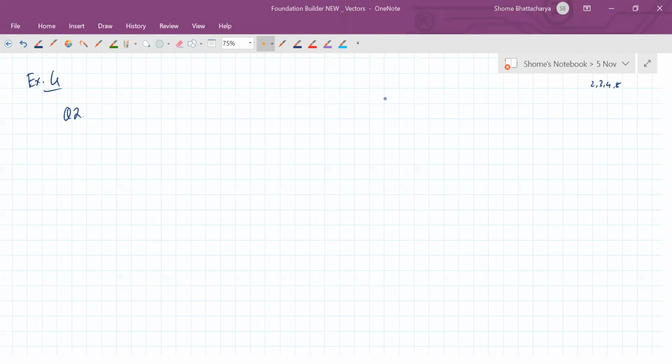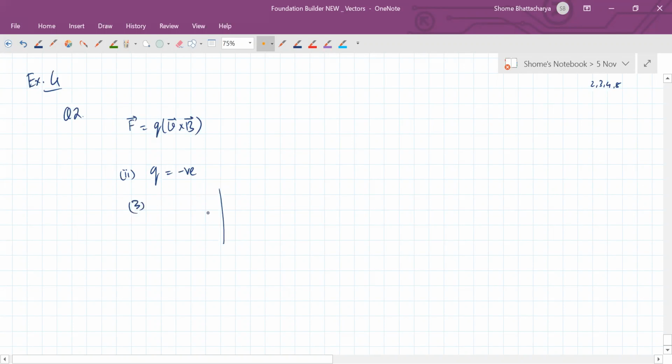So question 2, you can just use a simple relation like this. For example, it is asking you to find the direction of force, given that force is Q V cross B. So let's take one of the cases. Okay, so in the second case, Q is a negative quantity. And let's take the third diagram.